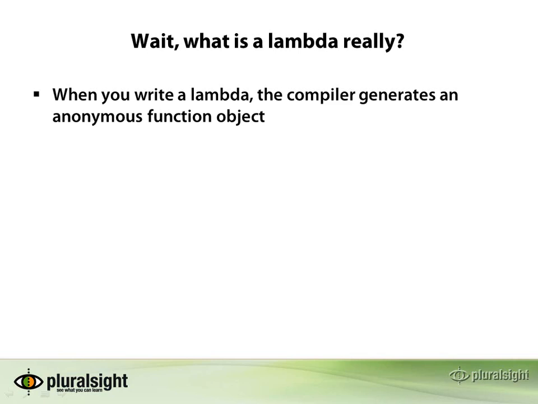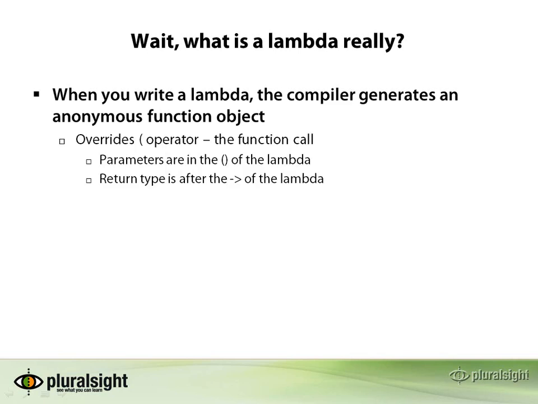A function object is an object that has certain capabilities. Normally, you would write these by hand. So you would, for example, override the round bracket operator. That's the function call operator, to actually perform a particular operation or calculation when people call the lambda or call the function object. The compiler generates this override for you.